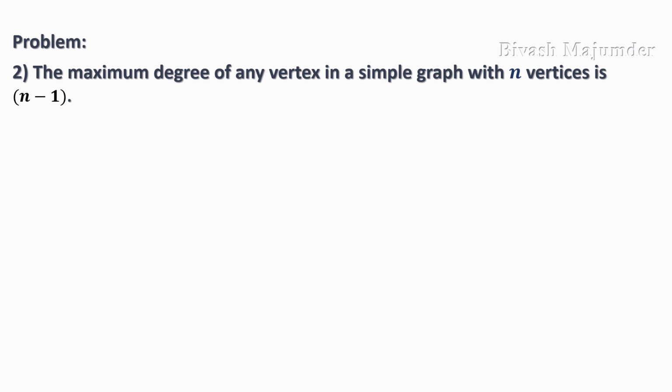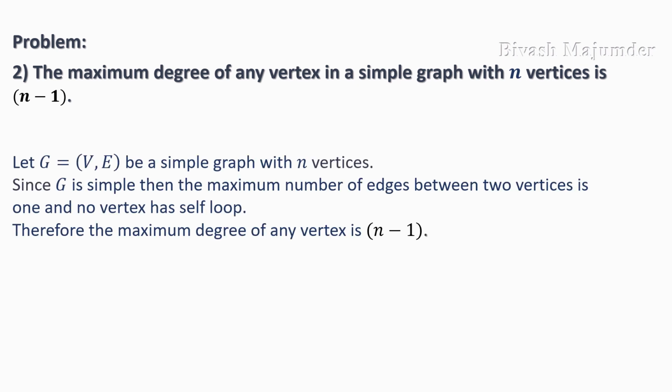Lastly, we show that the maximum degree of any vertex in a simple graph with n vertices is n minus 1. To prove this, let G be a simple graph with n vertices. Since G is simple, the maximum number of edges between two vertices is 1 and no vertex has a self-loop. Therefore the maximum degree of any vertex is n minus 1.